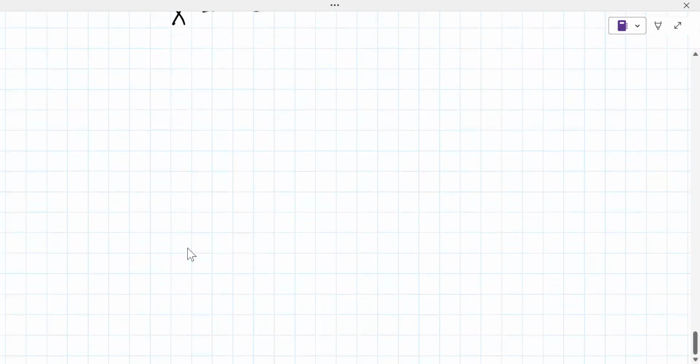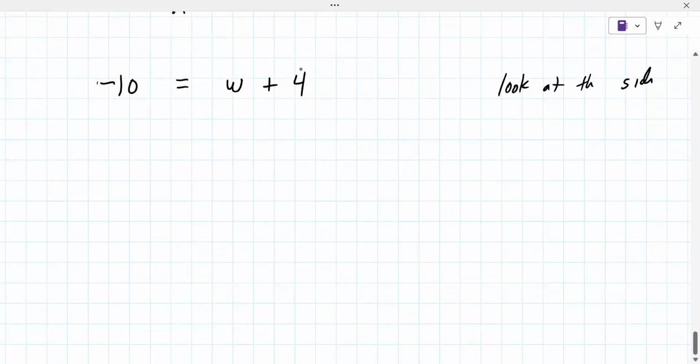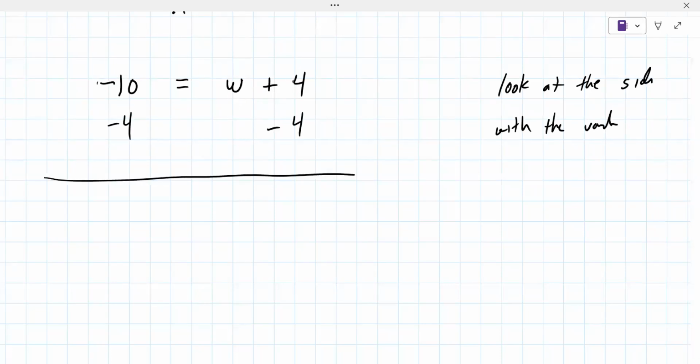Now the variable could be on the other side of the equation. Let's say it's -10 equals w plus 4. The variable could be on the right, so you always look at the side with the variable. You say, okay, plus 4. How do I undo plus 4? You subtract. Okay, so now give me the number on the left.